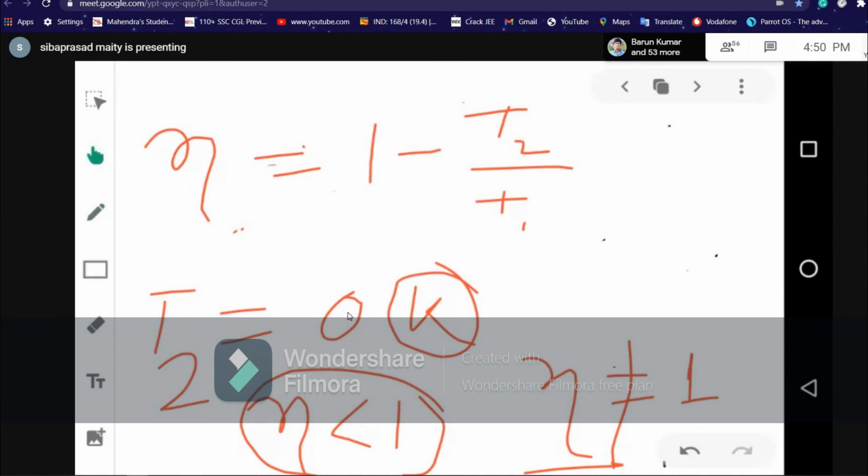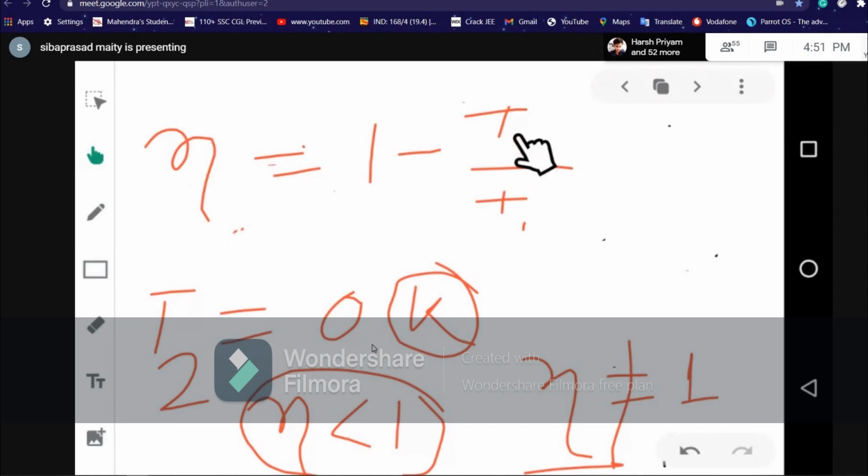Not only that, if we create more difference between T1 and T2, more efficiency will be there. Did you understand that? So we want to choose T2 low as far as possible to make the machine more efficient, and T1 higher. Is it clear to all? Can you please repeat once again?